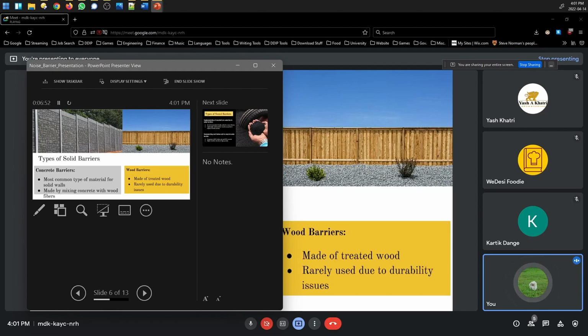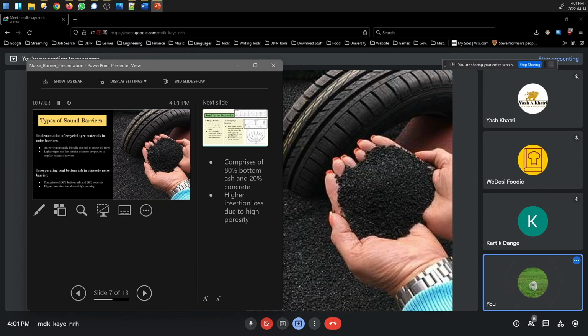Concrete barriers give a more industrial look, so may not be favored in some high-level neighborhoods, and the requirements have to be seen according to the situation. This slide talks about how we can reuse certain types of materials to make it more eco-friendly or environmentally friendly. So here we have rubber tires that are crushed into small granules and compacted together. They're lightweight and have very similar acoustic properties to regular concrete barriers, so they can still be used effectively.